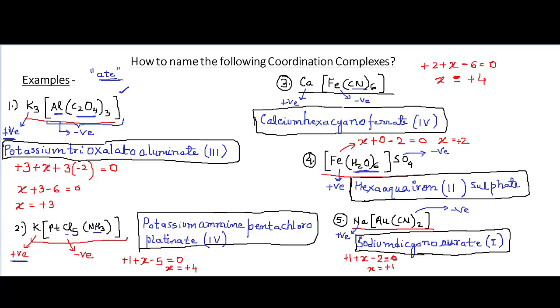We will again see another set of examples, so that we may be very accustomed and very free with naming these coordination complexes. So in the next section again, we will deal with several other examples.